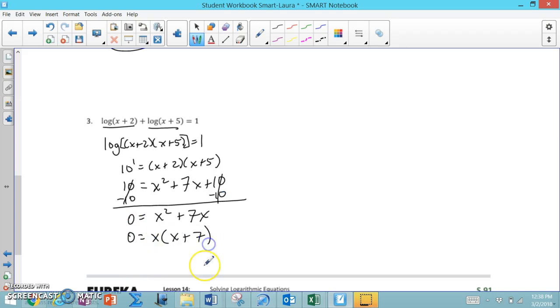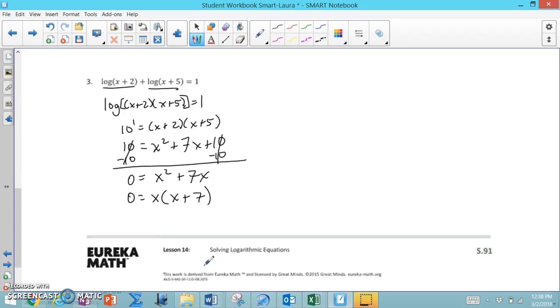So nicely in this one, when I factor out the GCF, now I'm left with the factors. And we learned earlier this year that once it's in factor form, you would set each factor equal to 0 and solve for x. So in this case, I start with the options of 0 and negative 7. Again, what I was taking the logs of were x plus 2 and x plus 5.